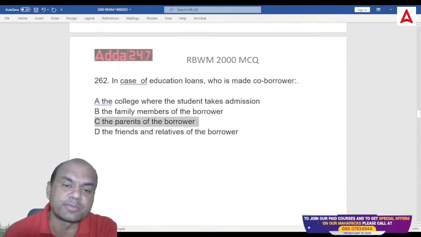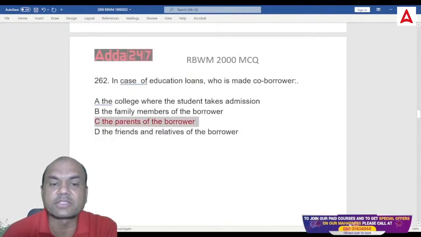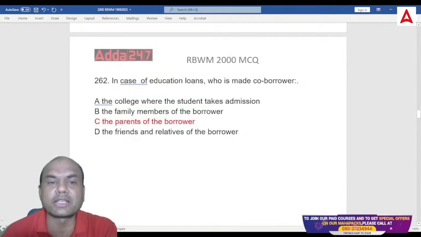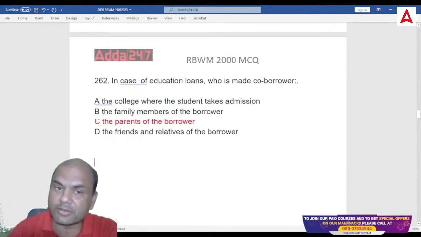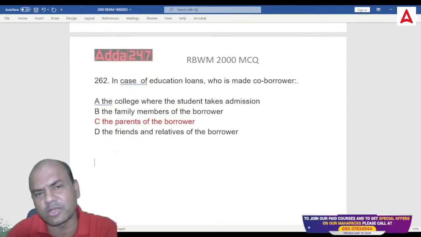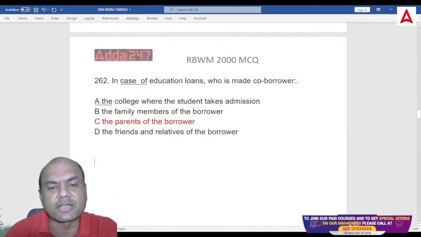Correct answer is this, parents. Parents of the borrower means this student. Parents of the student are taken as the co-borrowers. Always remember this. But remember, generally what happens? The parents are taken as co-borrower.